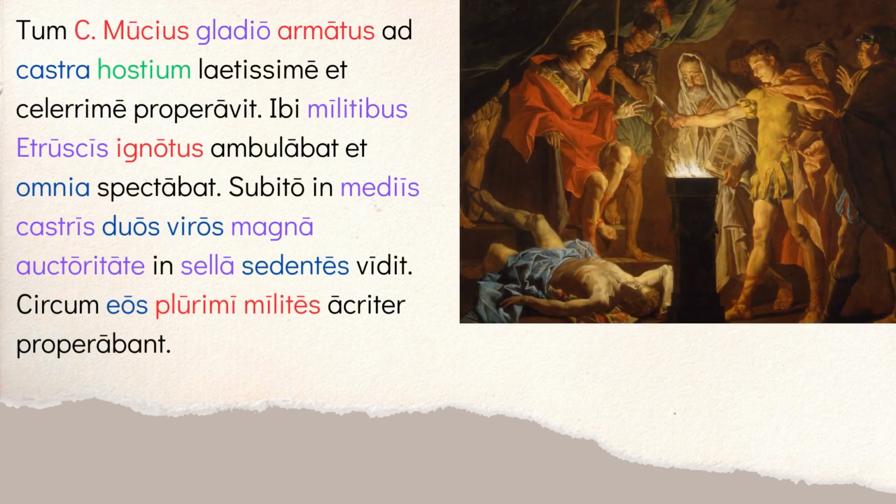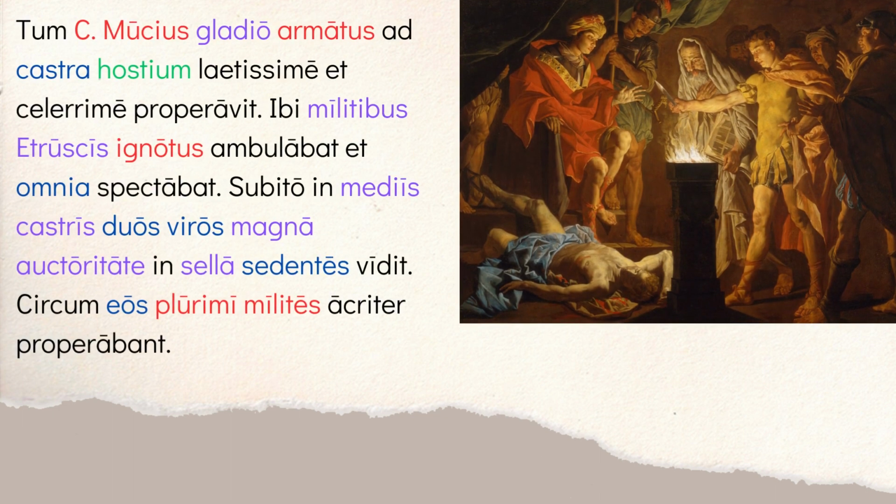Okay? So the story starts like this. Tum sī Mūcius, gladiō armātus, ad castra hostium laetissimē et celerrimē properāvit. Okay, so remember we were talking about Gaius Mucius.